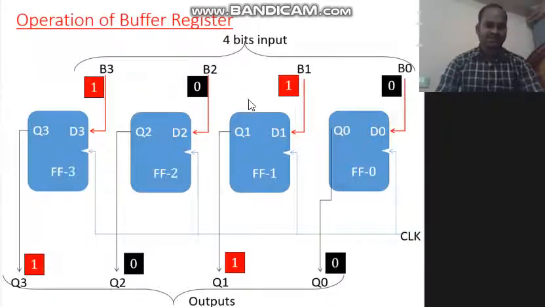buffer register. D flip-flop is nothing but data flip-flop, so whatever data we give at D0, the same data will appear at Q0. In the same way, D1 data will appear at Q1, D2 data will appear at Q2, D3 data will appear at Q3 without changing any values. So 4 inputs, 4 outputs. This is the operation of a 4-bit buffer register.